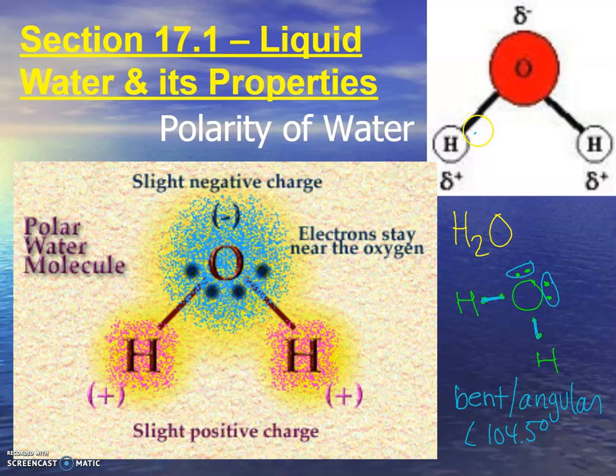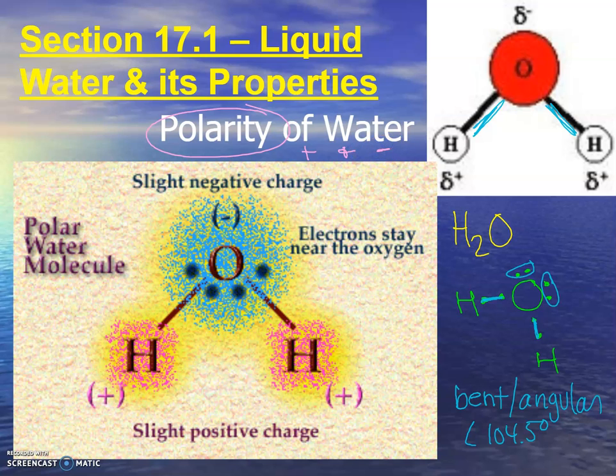So this little bent shape that we see here is going to give water some very special properties. And that is something called polarity. So like poles of a magnet, poles of the earth, okay, a polarized person with bipolar disorder, they have 2 sides. They have a positive and a negative side.